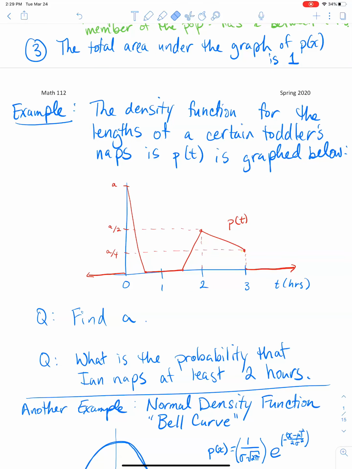Whoops, I apologize. That was a mistake that I had just accidentally recorded there. Thanks to Natalie for pointing this out. In fact, A should be equal to 4/3, not 3/4. So thanks for pointing that out. The probability Ian naps at least 2 hours is still 1/2.